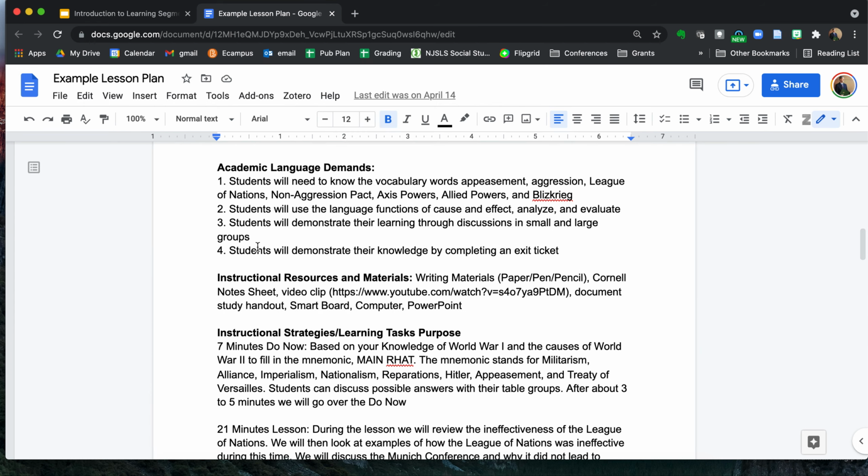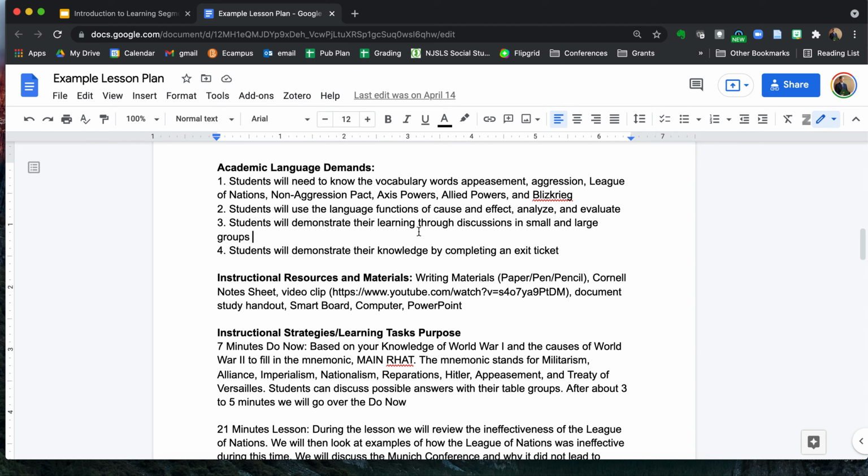For academic language, she kind of got confused here. So she's confusing language demands, and then in here you'll see she has language function. I really like the way that the template that I showed you lays that out so that it separates between language function being something for the learning segment and language demands being for the lesson.